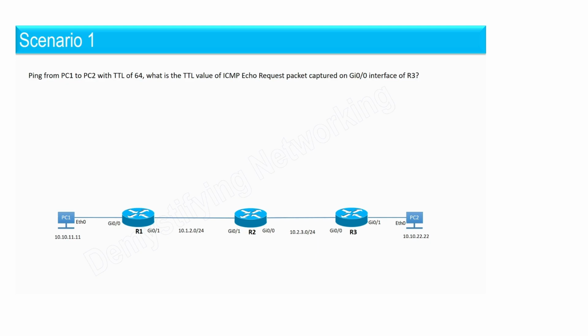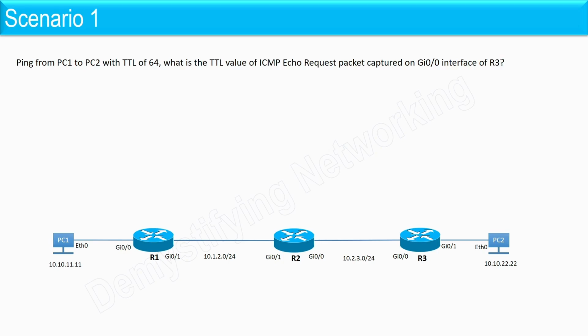So in this question, we are pinging from PC1 to PC2 with an initial TTL value of 64. And the question asks us what is the TTL value of the echo request packet captured on the Gigabit Ethernet 0/0 interface of router R3. So let's get started and try to find the answer to this question.